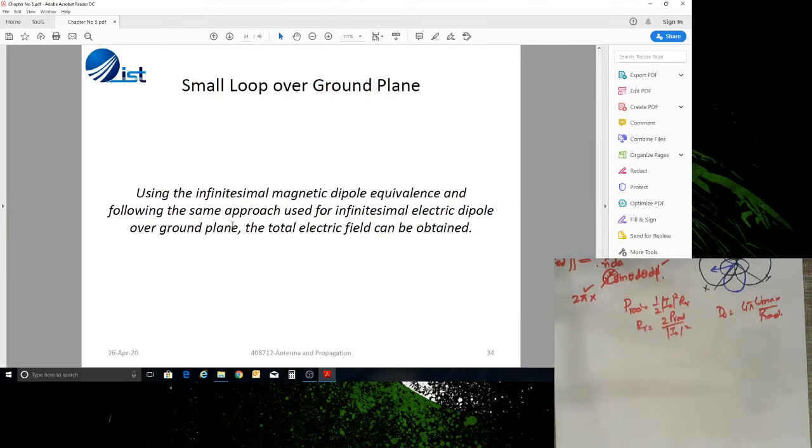Basically, as we discussed in the beginning, a small circular loop has equivalent characteristics to those of a magnetic dipole. So using an infinitesimal magnetic dipole equivalence and following the same approach used for the infinitesimal electric dipole over the ground plane, the total electric field can be obtained. So if we place this loop antenna over a ground plane, its behavior will be the same as that of an infinitesimal magnetic dipole.